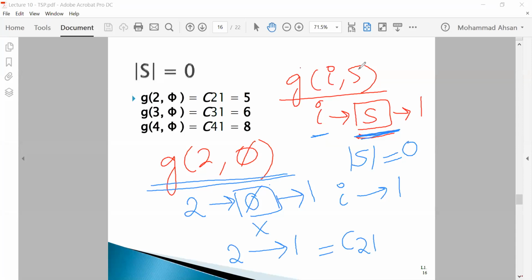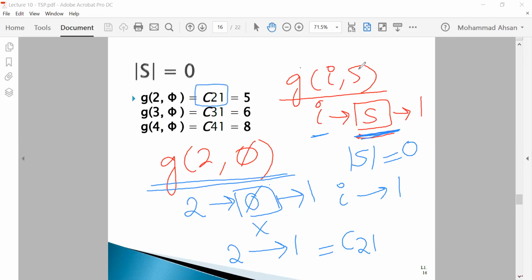So when we are doing a bottom up calculation in the traveling salesman problem, we say, what if I was at 2 and I have nothing more to visit? The subset of intermediate cities is empty. I was at 2, there is no intermediate city. That means I have to get back to 1 straight away. So that will be my cost C21.